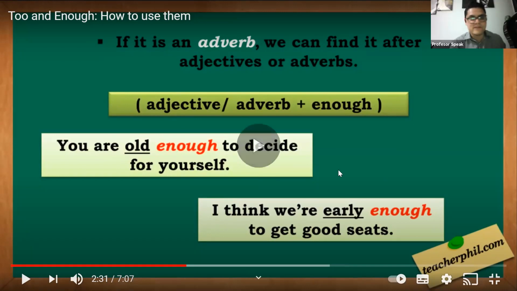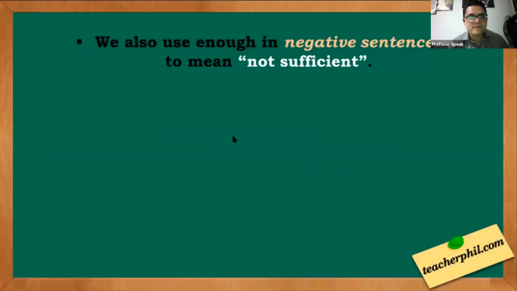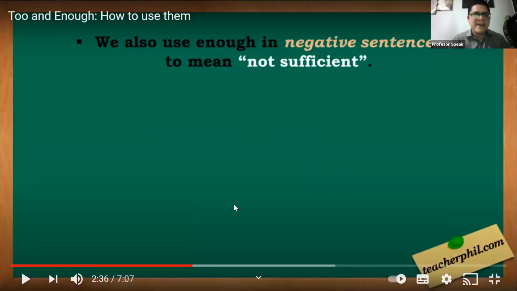Okay, it's an adverb. We also use enough in negative sentences, and this is what you were talking about, Estelita. Can you please read? We also use enough in negative sentences to mean not sufficient. Exactly, like the example you said, right? My husband doesn't have enough money.